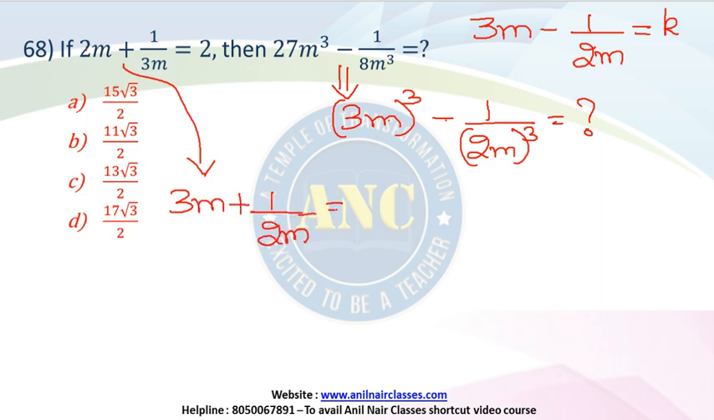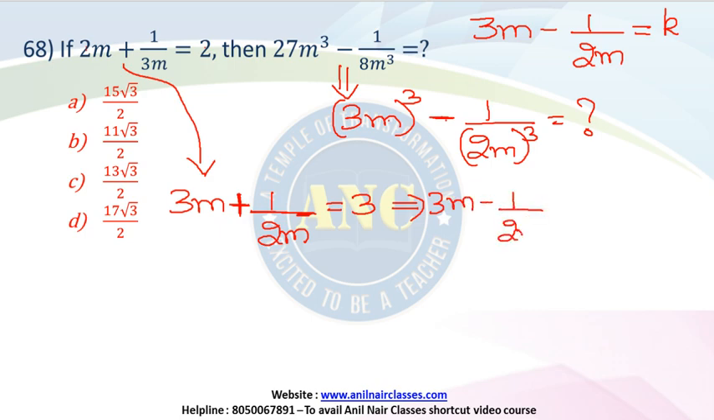On the left hand side you multiplied by 3 by 2, so the right hand side also gets multiplied by 3 by 2. 2 into 3 by 2 is nothing but 3. Now I have 3m plus 1 by 2m as 3. But I don't want 3m plus 1 by 2m, because the then condition has minus in between. So I want to convert this to minus.